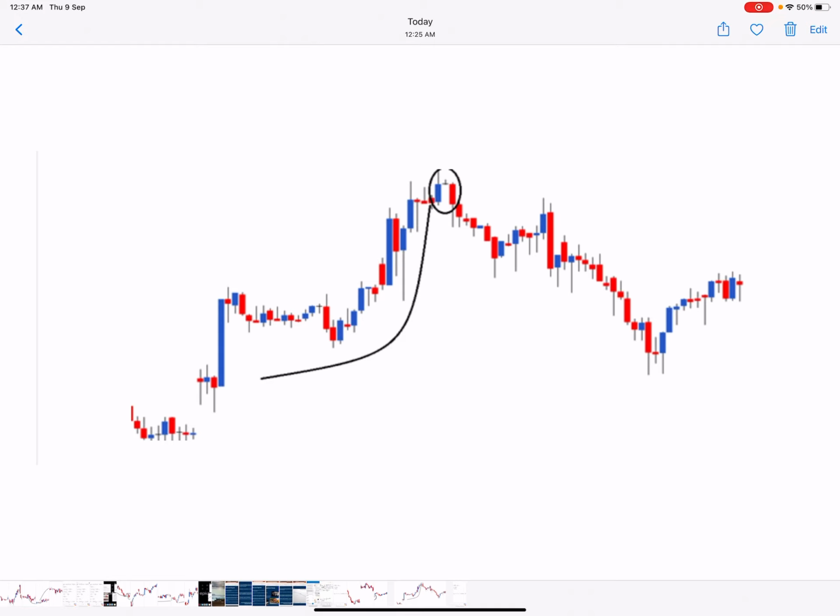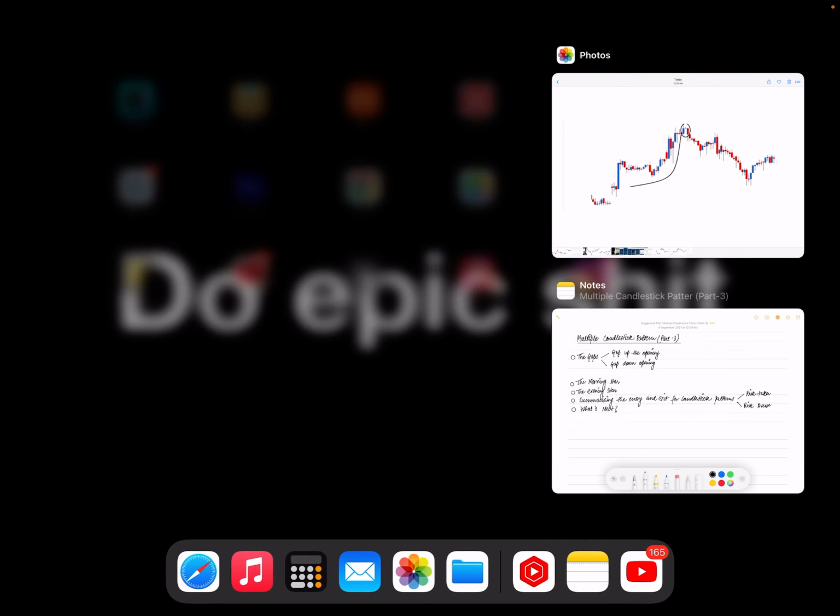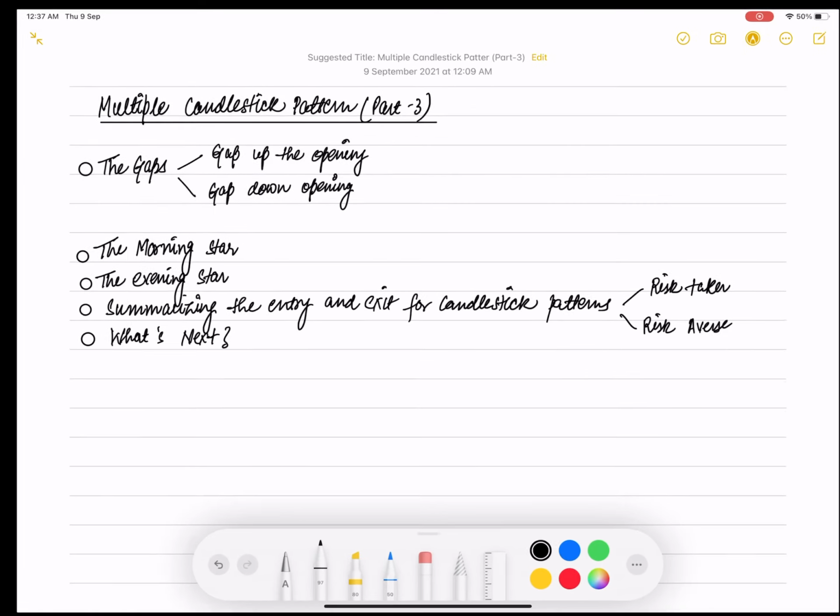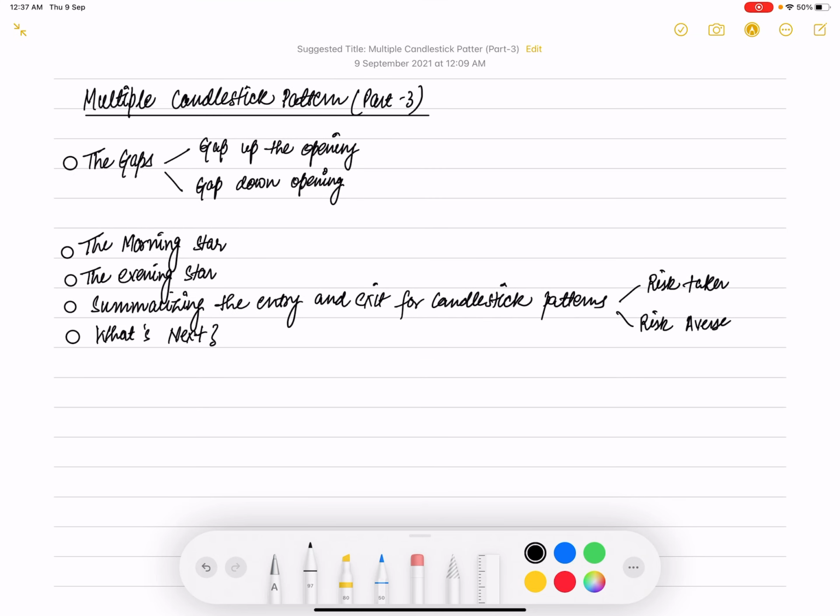Both risk takers and risk averse will initiate the trade on P3. The stop loss for the trade will be the highest high of P1, P2, and P3. Now, coming to the fourth topic, we'll summarize the entry and exit for candlestick patterns. Before we conclude this chapter, let us summarize the entry and stop loss for both long and short trades. Remember, during the candlestick study, we have not dealt with the trade exit. We will do so in the next chapter.